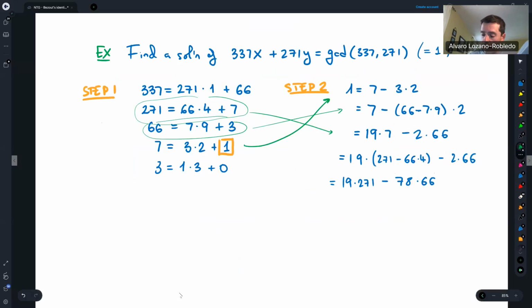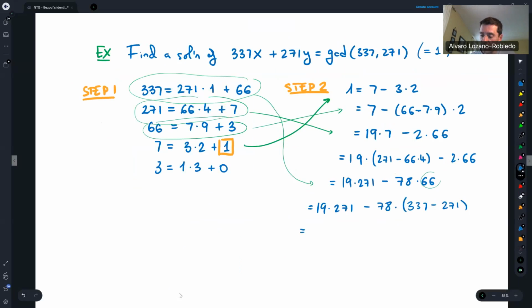Great. And then last, I'm going to use this equation. I'm going to solve for 66 and plug it in over here. So the last equation that I get is 19 times 271 minus 78 times, and substitute 337 minus 271. And then what I get is, if I collect my first 271s, there is 78 and 19, that is 97. And then 78 times 337.